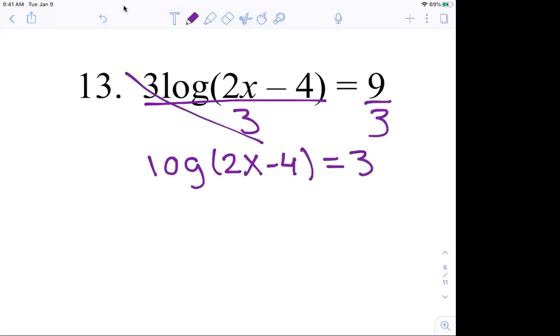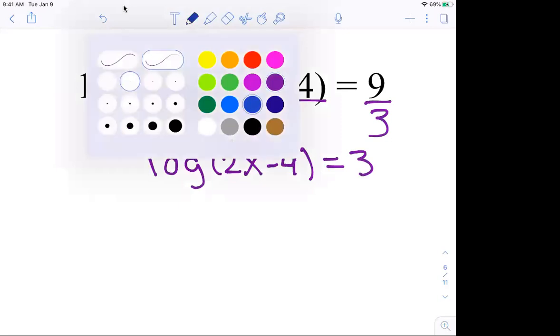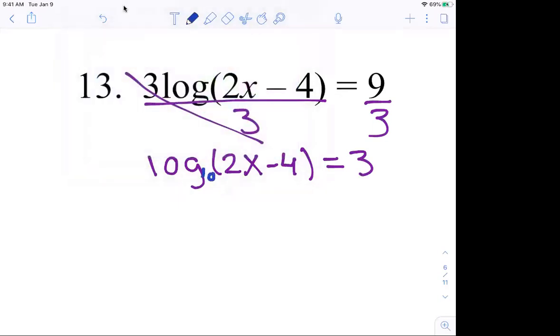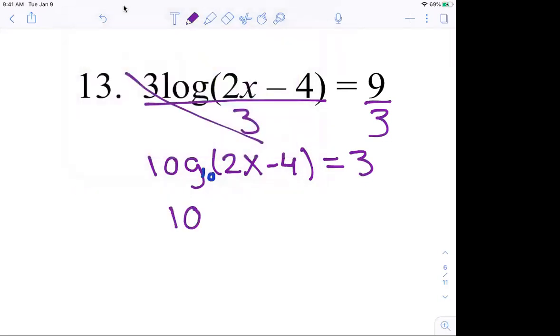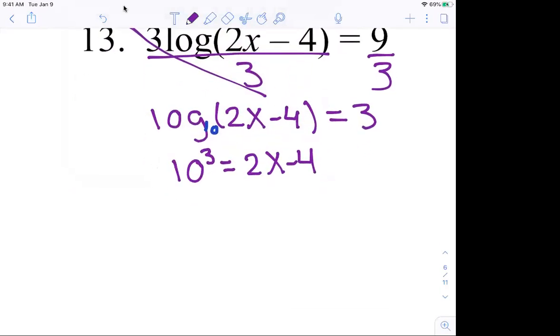If you can't do anything in log form, which we can't, you're going to convert into exponential, remembering that the tiny little number here, because it's just a log with no base, is 10. So when you convert it, you need to know that. So it's 10 to the third power equals 2x minus 4. You should be pretty quick at converting between logs and exponentials. 10 to the third power is a number you should know. It's 1,000, otherwise use your calculator.